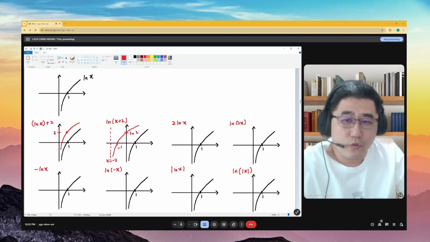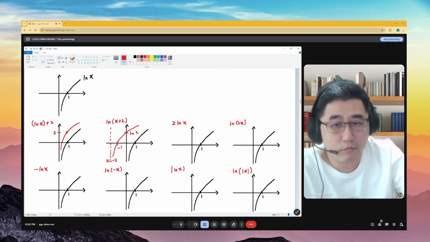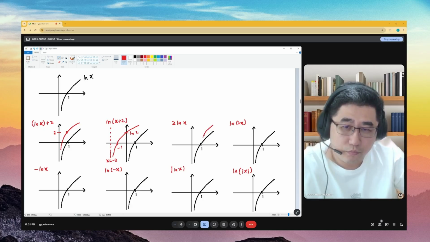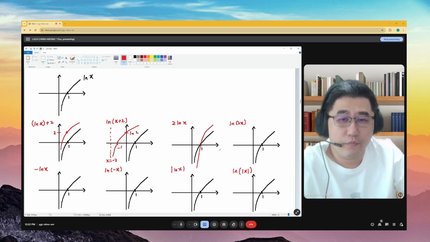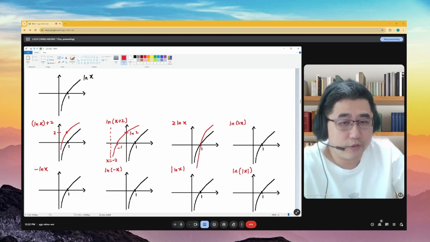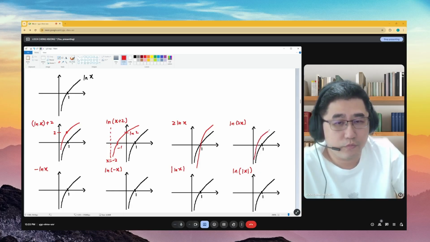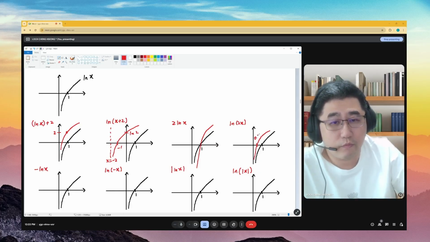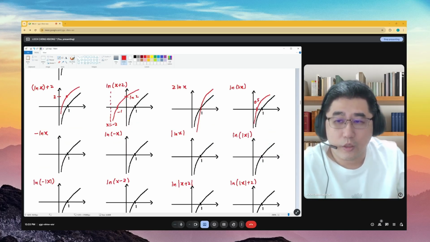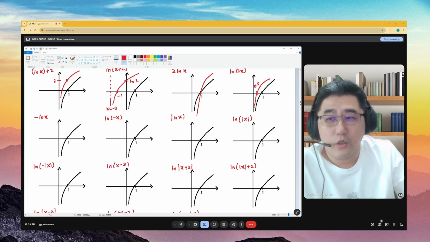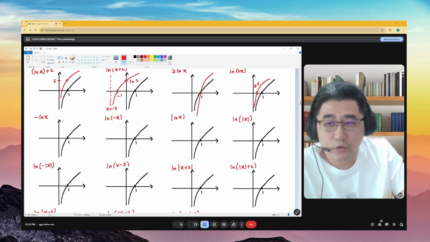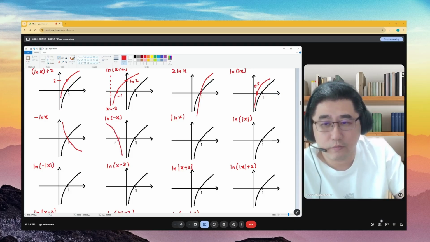Okay, if you have a 2 of Ln x, you have a vertical stretching. Let me draw it nicer. Okay, vertical stretching. If you have a Ln of 2x, you have a horizontal compression. So now this is a 0.5. If you have a negative of Ln x, you have a reflection in the x-axis. If you have a Ln of negative x, you have a reflection in the y-axis.